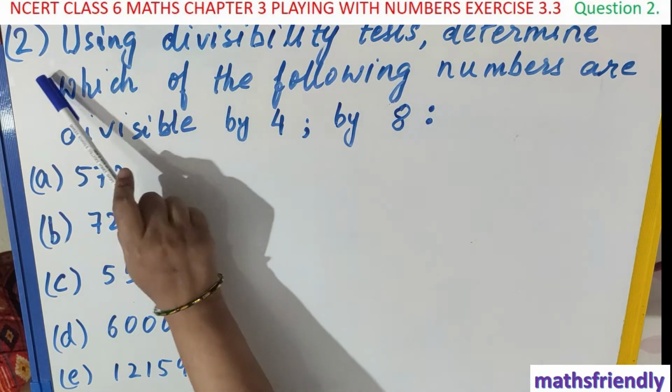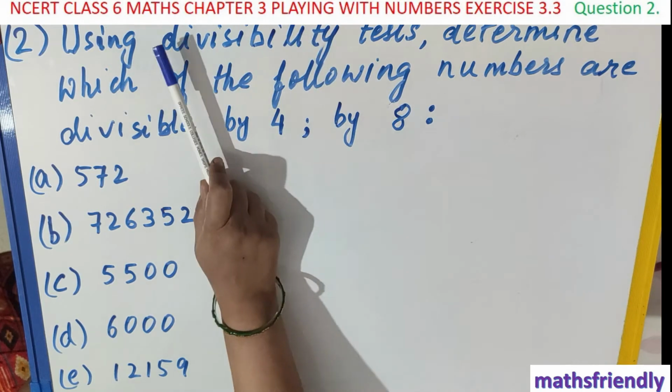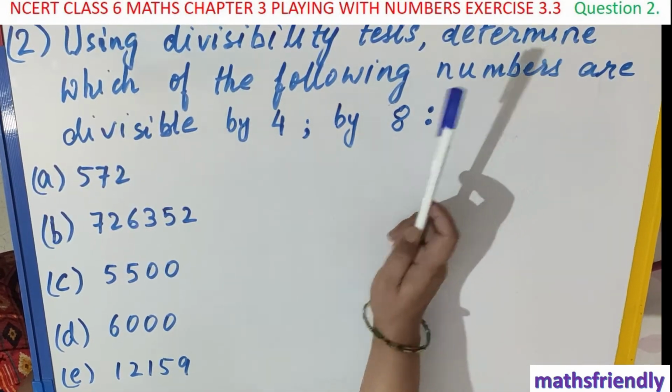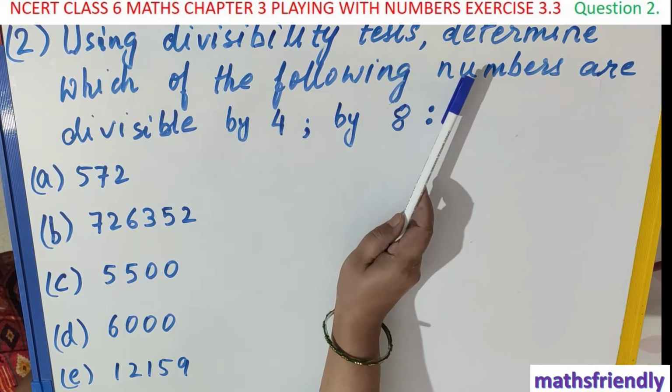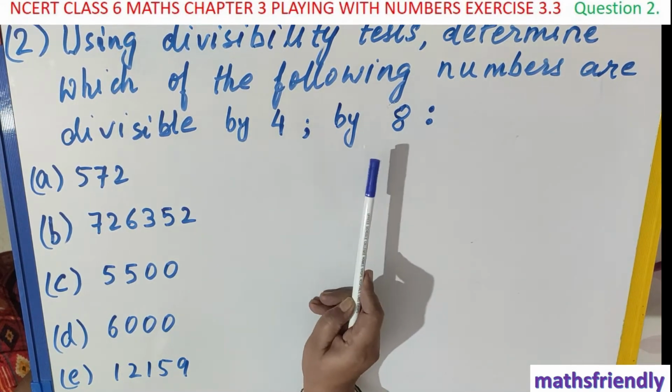In today's class, we will do question number 2 of exercise 3.3 from chapter number 3, which is Playing with Numbers, from the 6th class Maths NCERT book. Now let us read the question. Using divisibility tests, determine which of the following numbers are divisible by 4 and by 8.